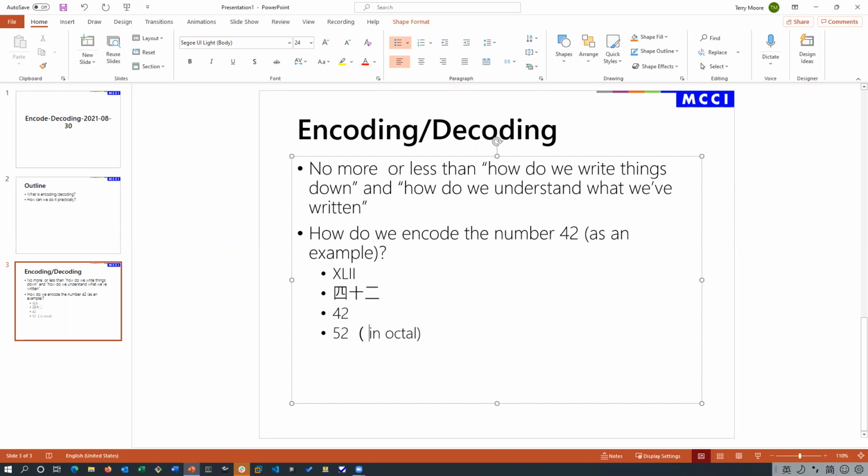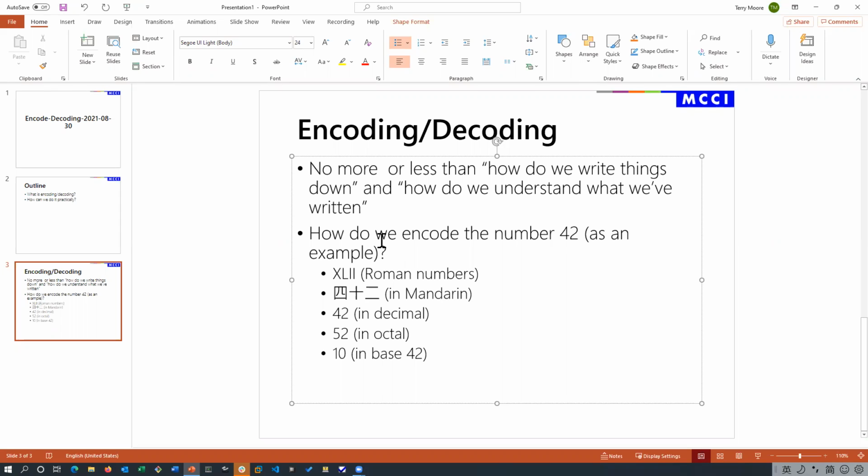And in base 42, what would it be? It would be 10. I'm being sort of sarcastic. But these are all hypothetical ways of encoding one number.